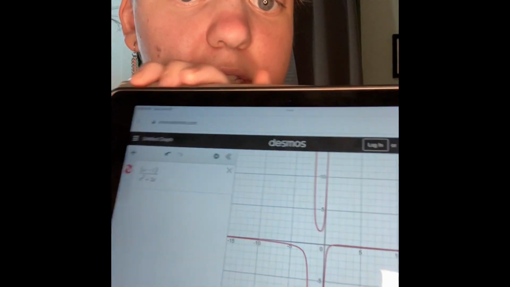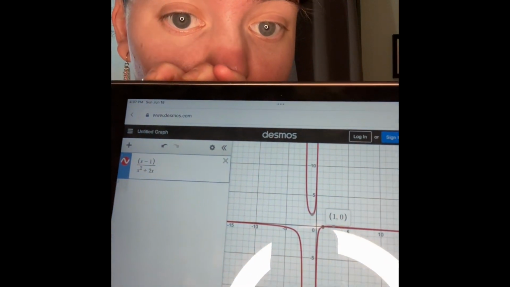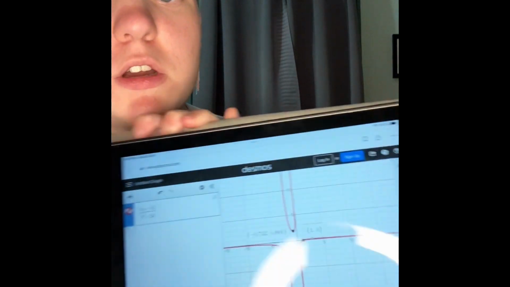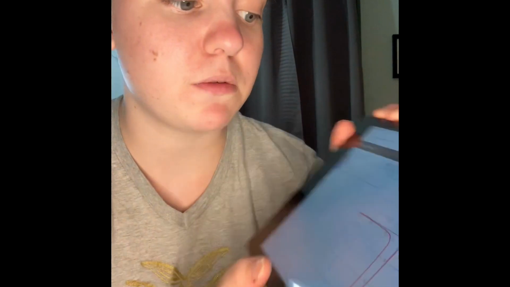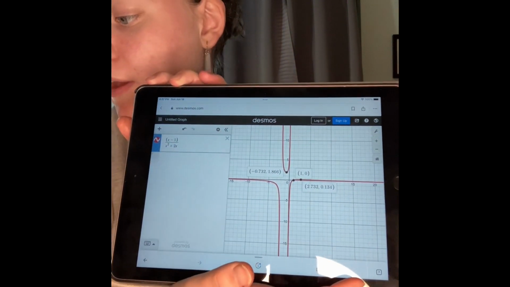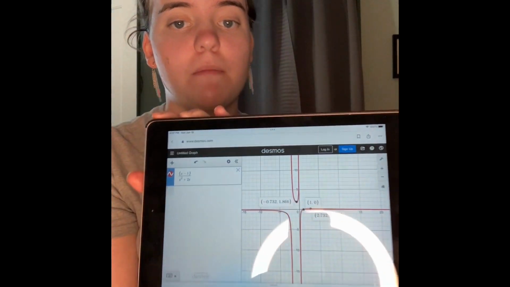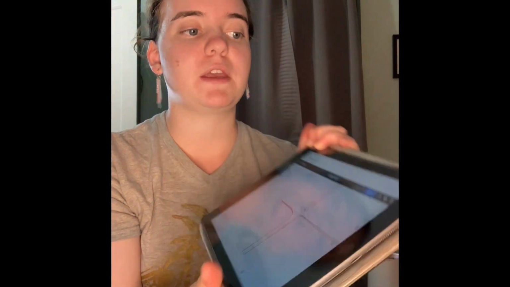And here we go. Here it is on Desmos. So we know our one x-intercept at 1 and 0 we found out. Here is our minimum turning point at 0.73 and 1.86. And here's our one inflection point at 2.73 and 0.13. Bam! Our asymptotes are there, and we figured it all out, and we would be able to sketch it properly.